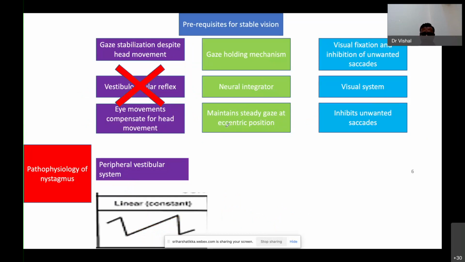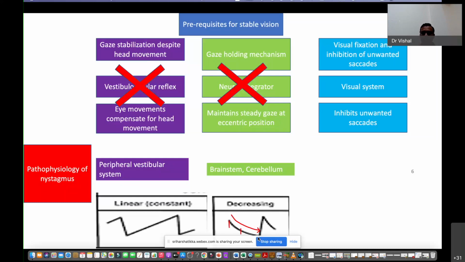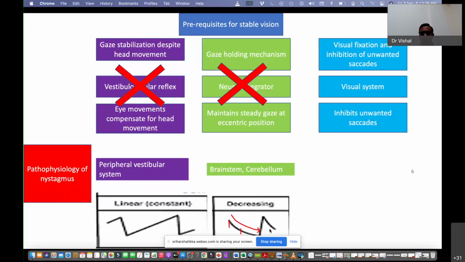Then, if there is a leaky neural integrator, if there is a lesion in the brainstem or cerebellum affecting the neural integrator, there could be a decreasing slow phase velocity curve. If you look at the velocity from here to here and here to here, this is moving faster as compared to this particular part.